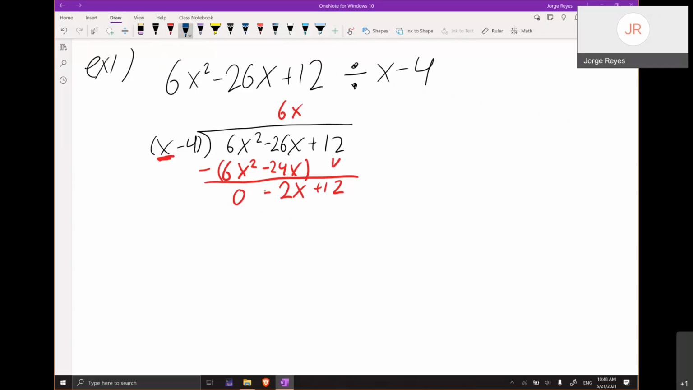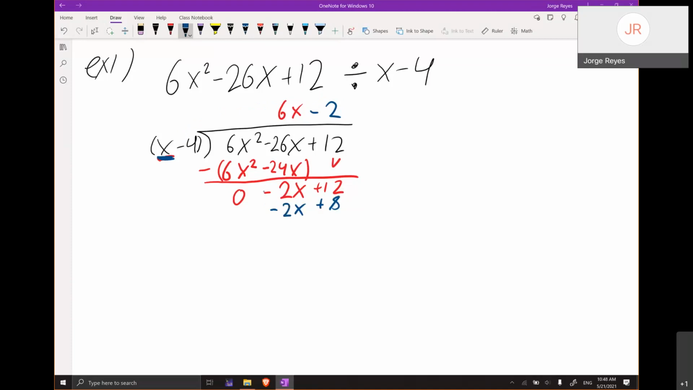So let's go. Now we have a minus 2x and x. So what times x gets you minus 2x? And the answer is, I hope it's easy, minus 2. So then you multiply minus 2 by this thing, and you're going to get minus 2x plus 8.